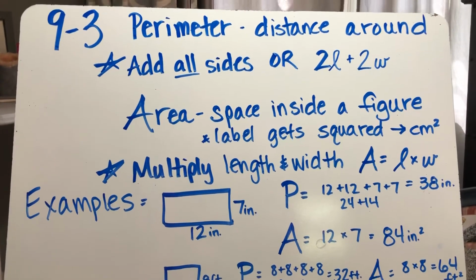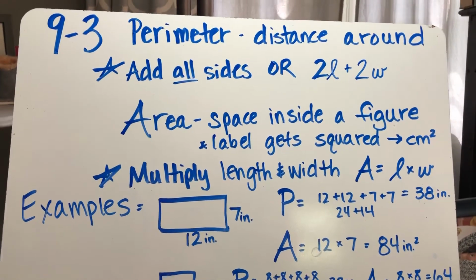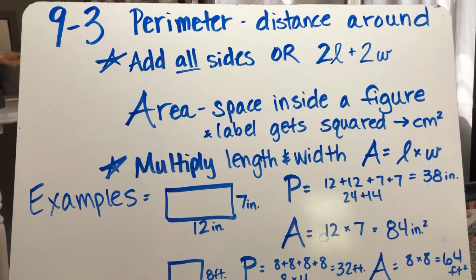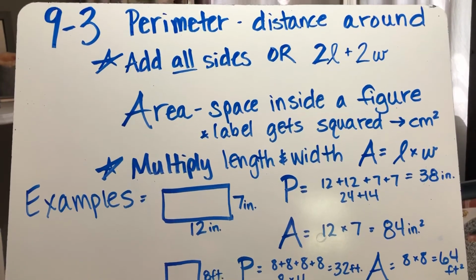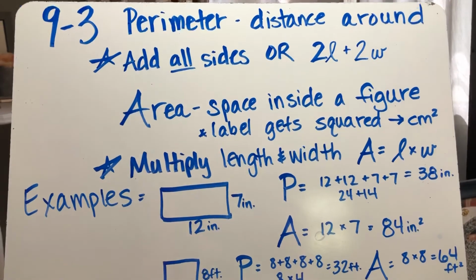Perimeter you add, area you multiply. Perimeter add, area multiply. Say it. Perimeter add, area multiply. All right.